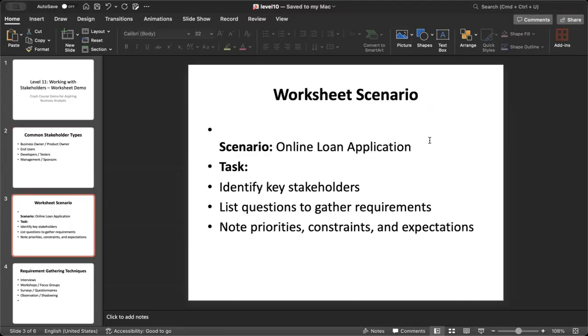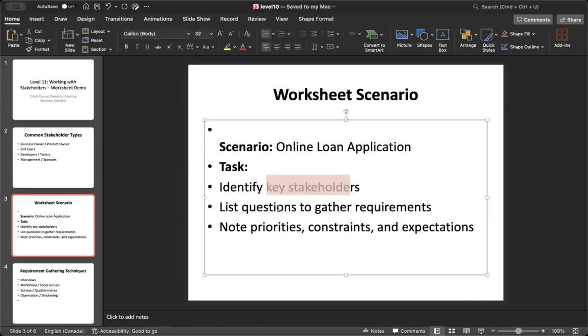So the worksheet, one sample worksheet. Here is the worksheet demo, an online application project for students. So as a student, you can identify the key stakeholders, list questions, gather requirements, and note priorities, constraints, and expectations. This trains you to approach real stakeholder meetings with confidence. Okay, so we'll do real scenarios, a 30 worksheet, to master this piece.